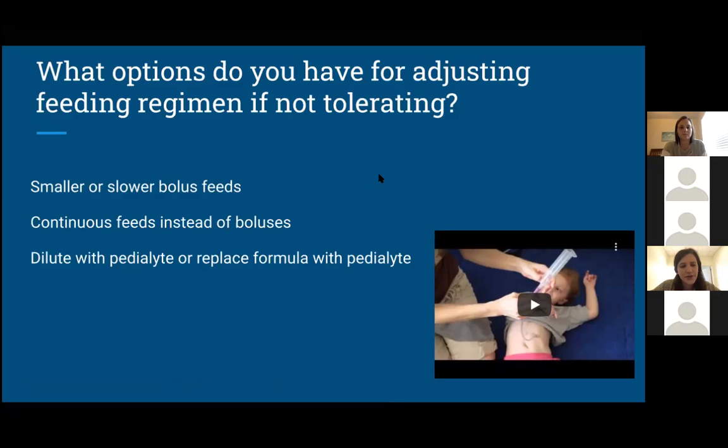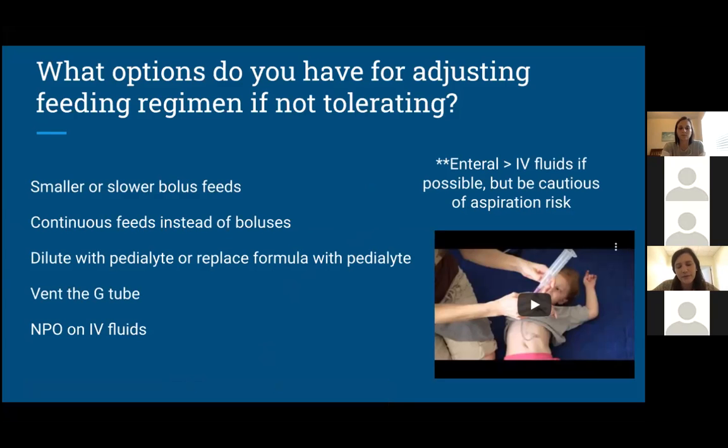Then you can also consider, and this is something we do a fair amount in pediatrics, diluting the feed. Sometimes kids do better with, or I guess adults as well, do better with Pedialyte than actually tolerating the formula, just like anybody who's sick would. Sometimes you can save yourself from having to do IV fluid and dealing with some of the consequences of that by just putting Pedialyte through their gut. Or sometimes we even do a diluted, 1-to-1 version with Pedialyte and feeds to make it easier to tolerate. You can also vent the G-tube.